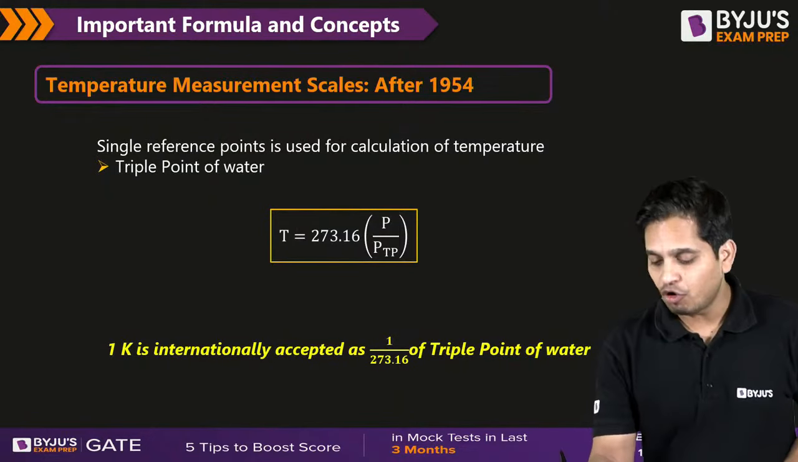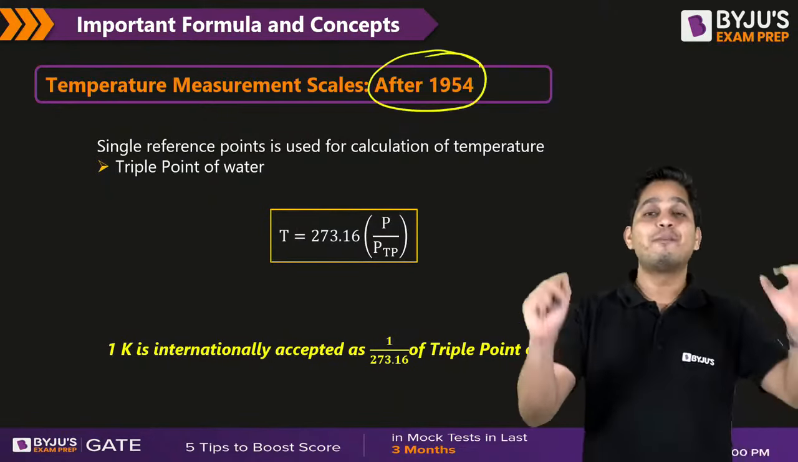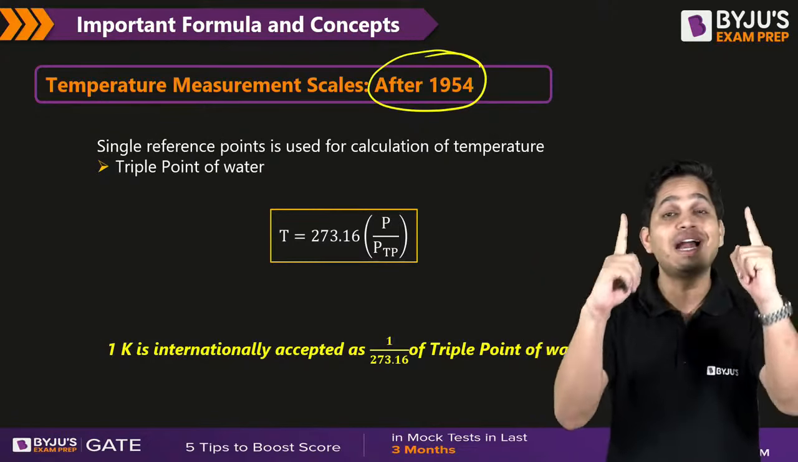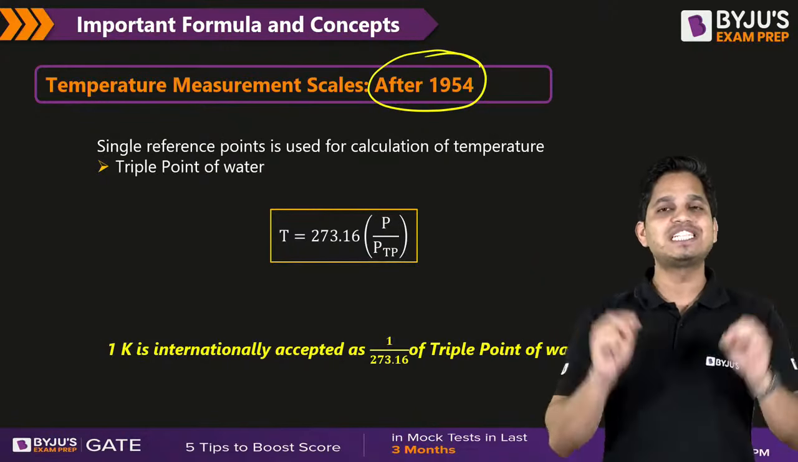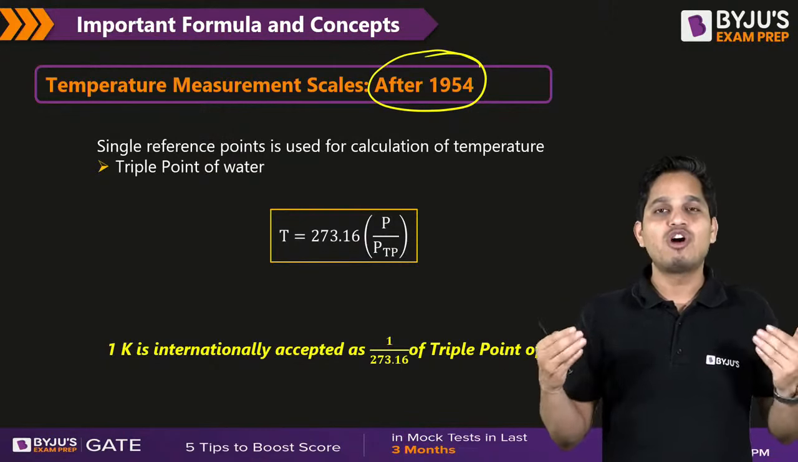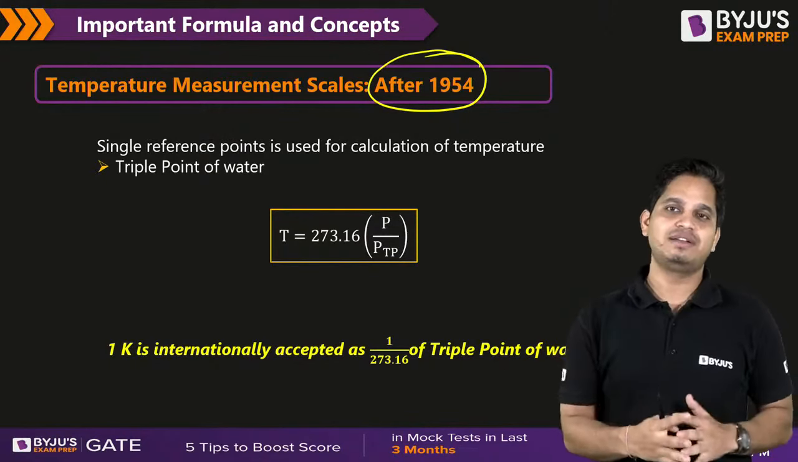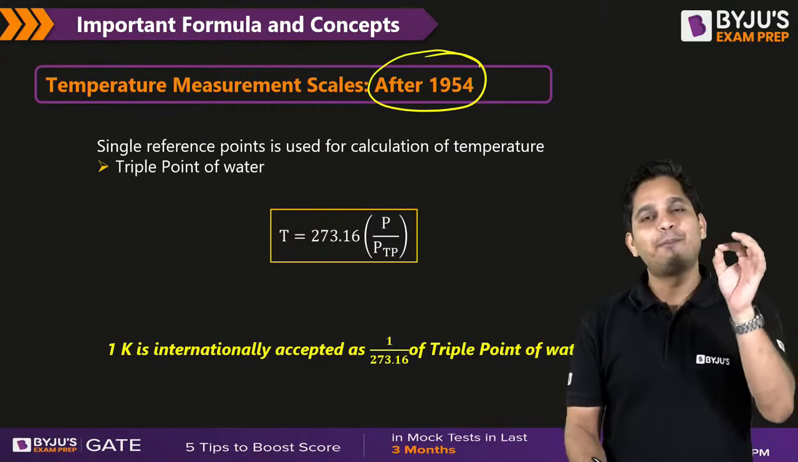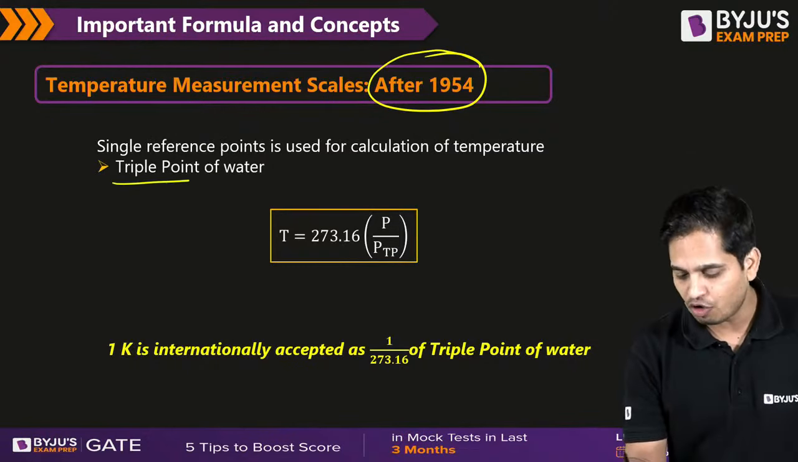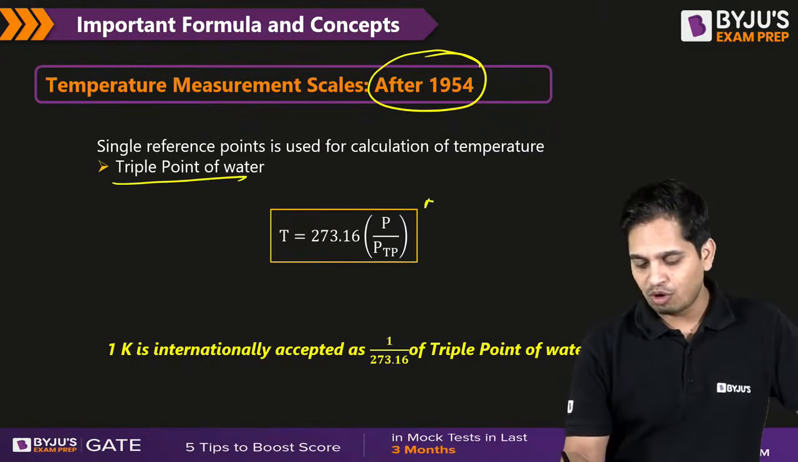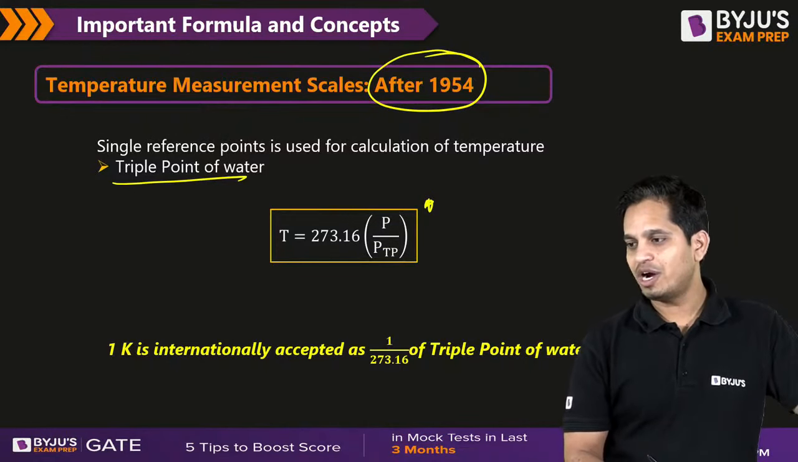After 1954, temperature scales were based on a single reference temperature. What was the single reference temperature? It was the triple point of water. Okay, and this is the formula that you can use.